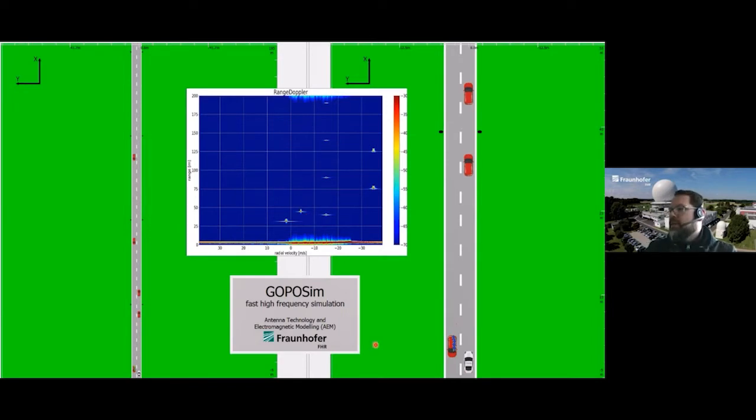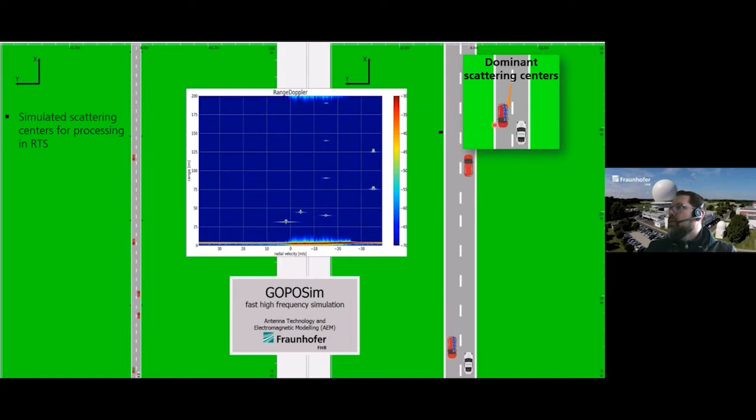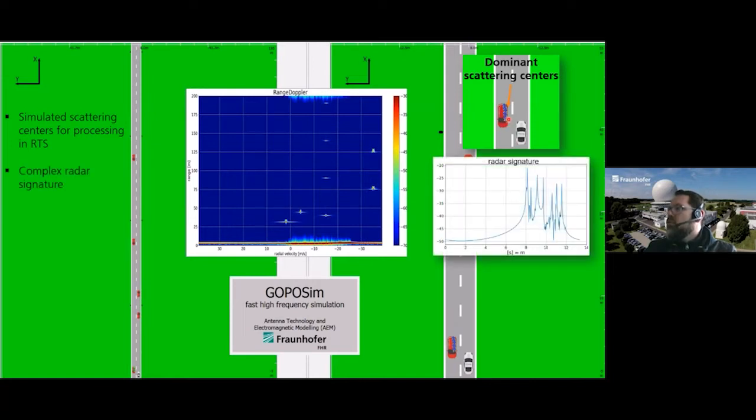But if you look here at this single car down here, so here it is zoomed in, then you see these blue points here. These are the dominant scattering centers which were identified for this vehicle. And you see that actually the scattering centers are modeling the vehicle in a much more complex fashion. And you can even calculate the radar signature, which is perceived by the radar, which means that you just draw which reflections you get over time or over distance, and you see that there are several reflections occurring along the side of the car. So each vehicle is modeled by a multitude of scattering centers.